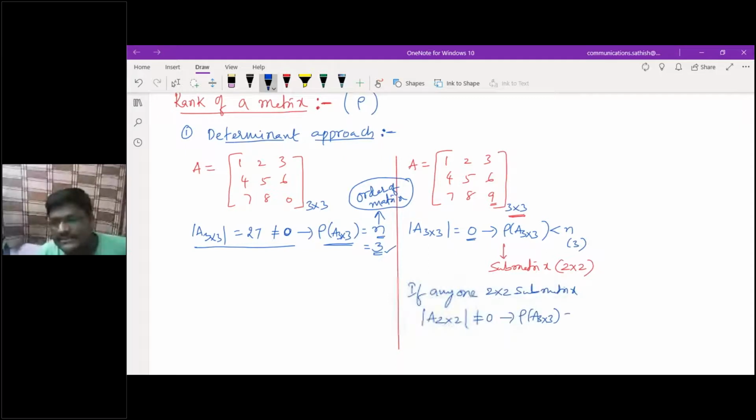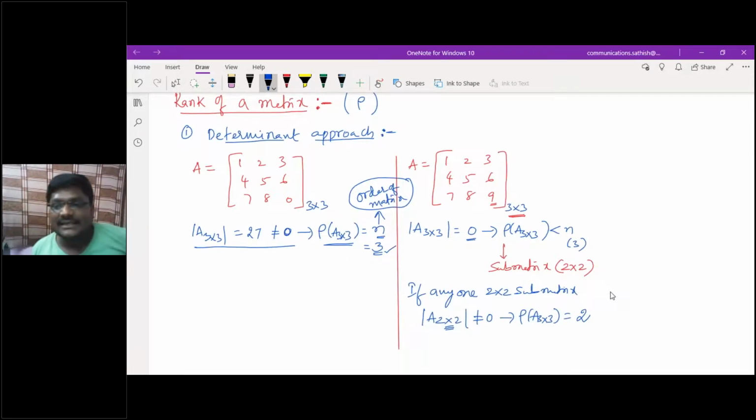Then the rank of a third order matrix, can you tell me what is the answer for that? It is less than 3. That means, if the determinant of a 2 by 2 submatrix is not equal to 0, the rank of that matrix will be 2 only, or not? Yes, sir.